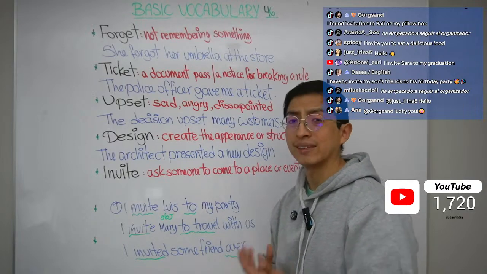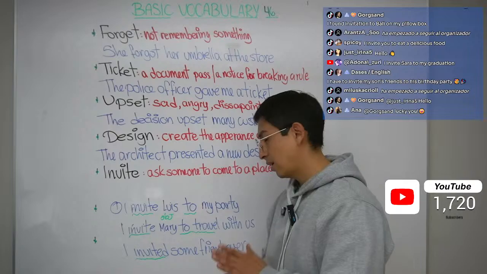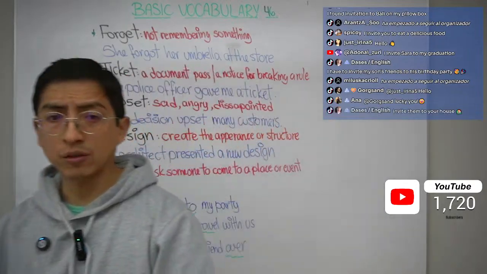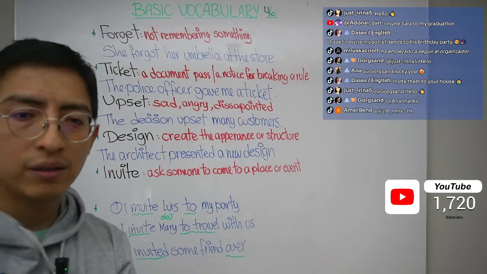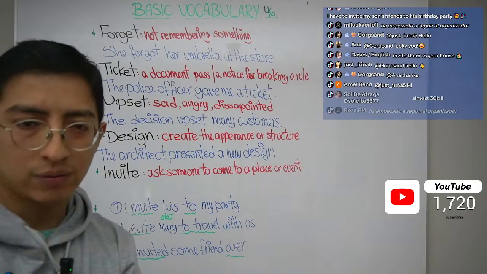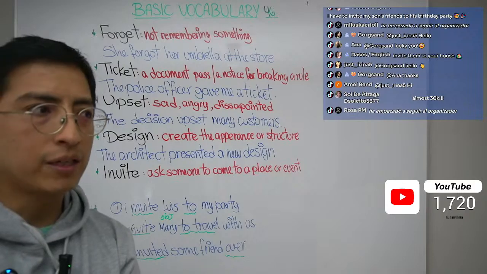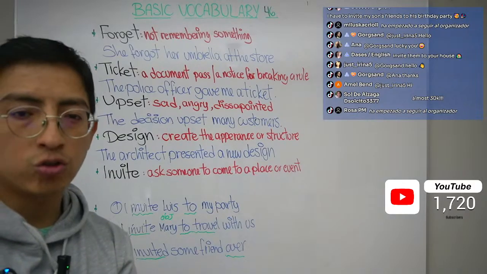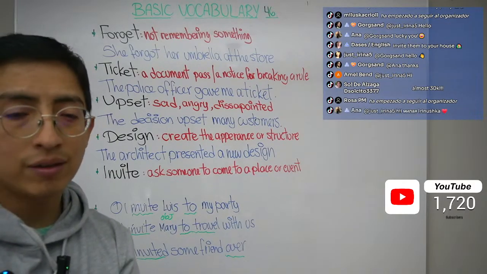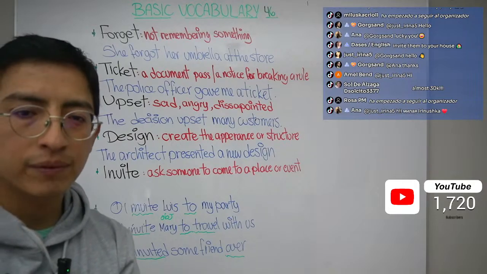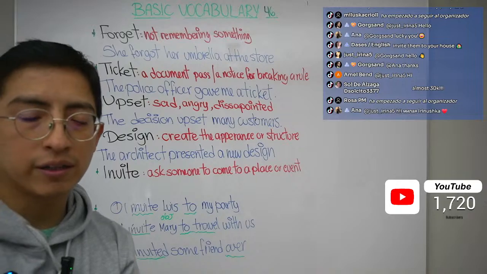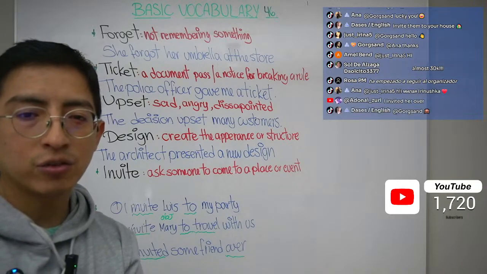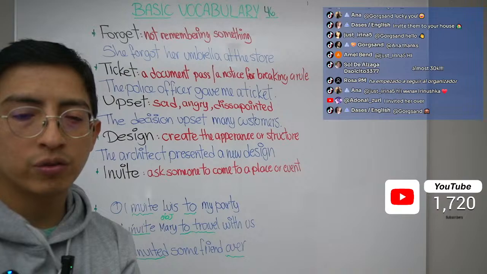Y ya con eso se sobreentiende que estamos hablando de justamente tu casa. Invited to my house, yes. To come to my house, ¿no? To come. I invited to come to my house or to go. Cuando hables de lugares, to go or to come. I have to invite my son's friends to his birthday party. Okay. I invite you to eat a delicious food.